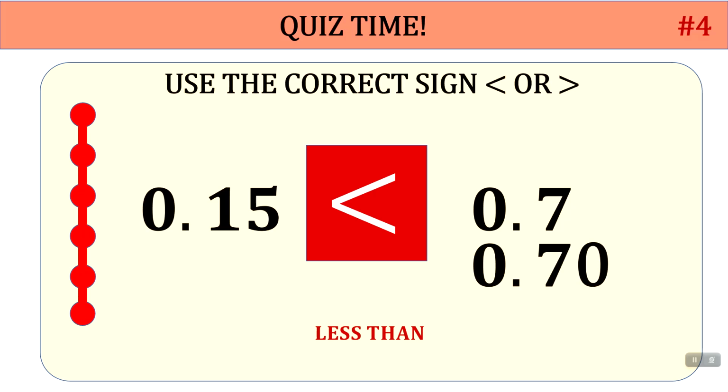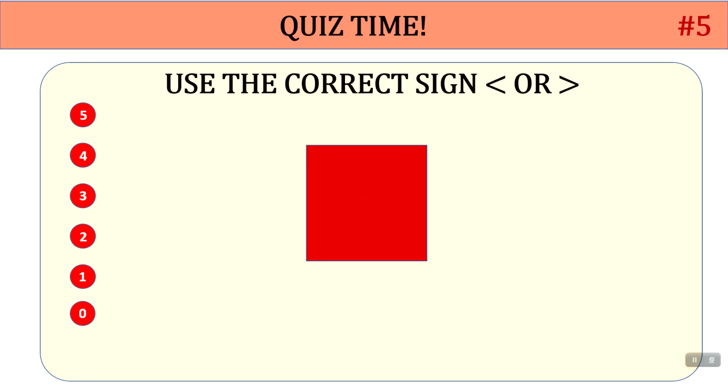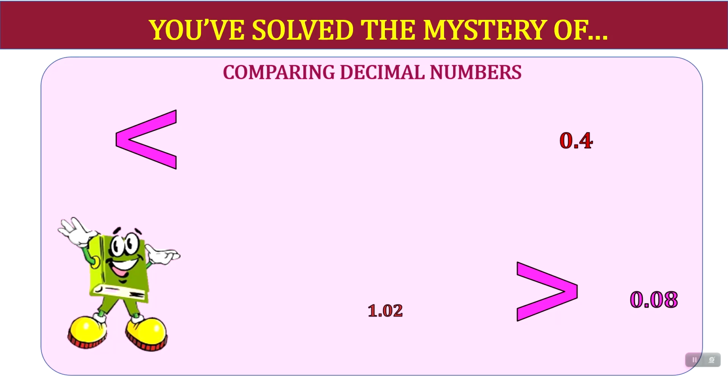Time's up. 0.15 is less than 0.7 because if we rewrote 0.7 as 0.70, 0.15, which is 15 hundredths, is less than 0.70, which is 70 hundredths. And the last question, 0.4 and 0.09. Time's up. 0.4 is greater than 0.09. Because if we rewrote 0.4, we would have 0.40, which is 40 hundredths, and that is bigger than or greater than 9 hundredths. And now you've solved the mystery of comparing decimal numbers.